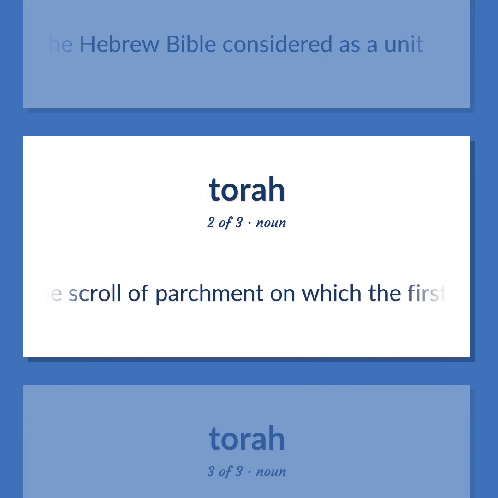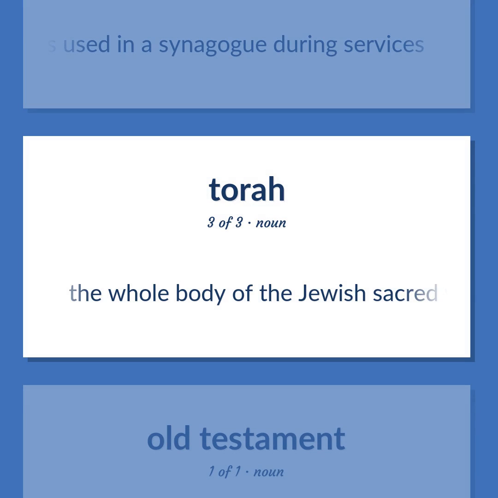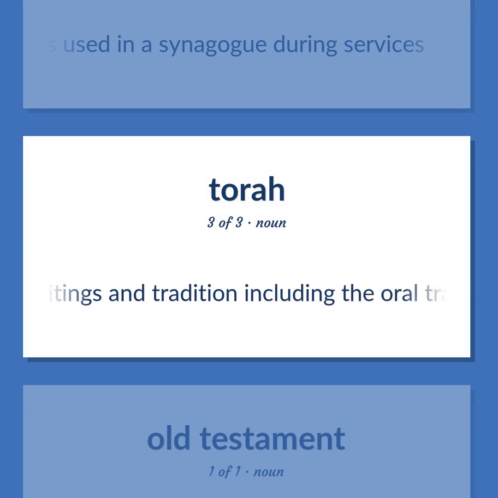Judaism. The scroll of parchment on which the first five books of the Hebrew Scripture is written is used in a synagogue during services. The whole body of the Jewish sacred writings and tradition, including the oral tradition.